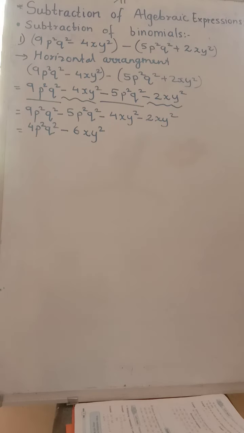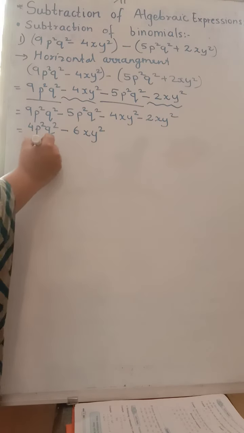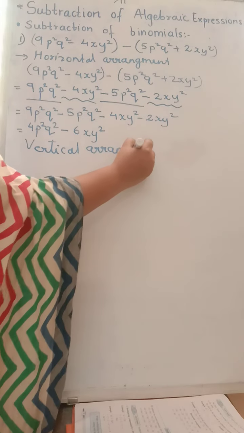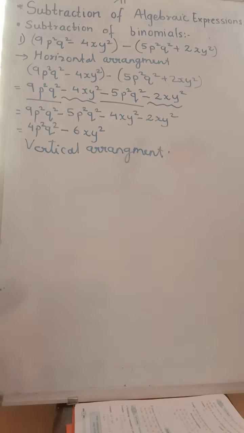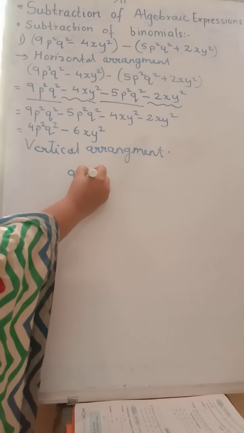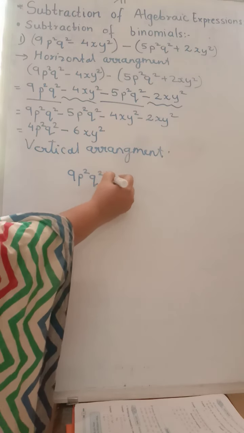Now the other way, that is vertical arrangement. Up till now we have studied horizontal arrangement. Now we will study how to subtract in vertical arrangement. So the first expression, that is 9p square q square minus 4xy square, minus 5p square q square, like term below like term, plus 2xy square.